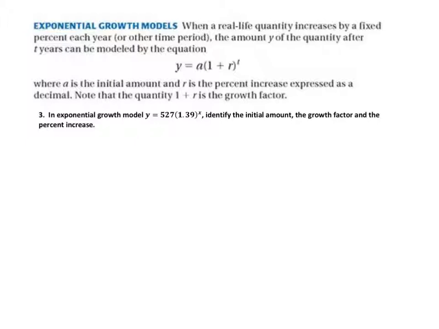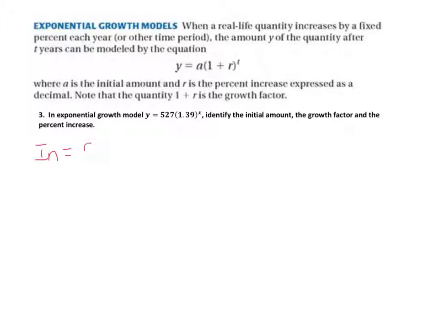Alright, exponential growth models. When a real life quantity increases by a fixed percent each year or other time period, the amount y of the quantity after t years can be modeled by y equals a times 1 plus r to the t. R is the growth, 1 plus r is the growth factor, r is the rate of growth. So see here it says, in an exponential growth model, y equals 527 times 1.3 to the x. Identify the initial amount. Well, a is the initial amount.